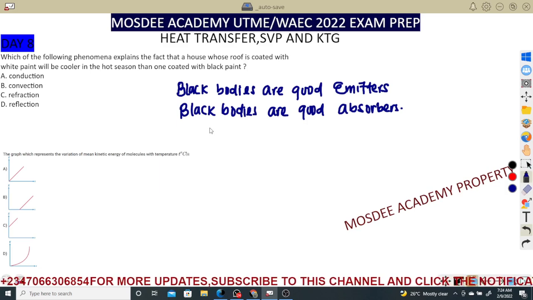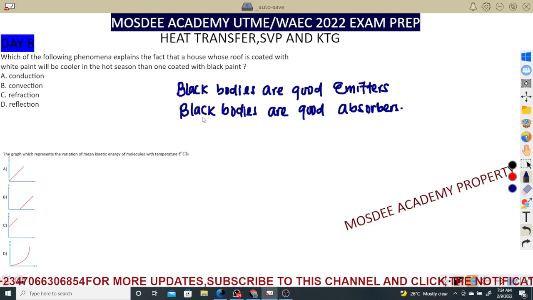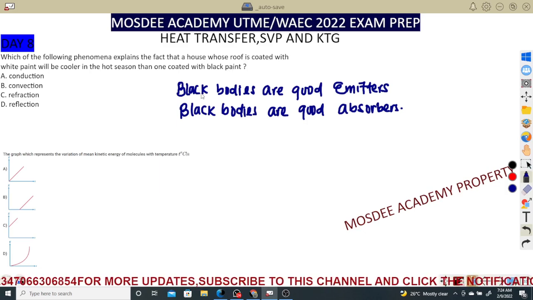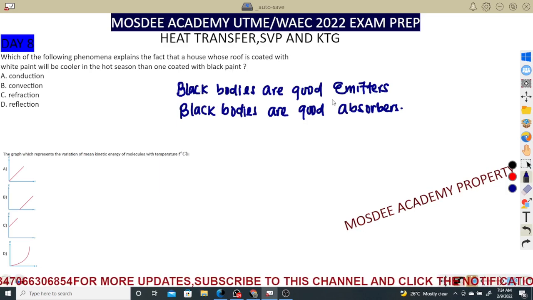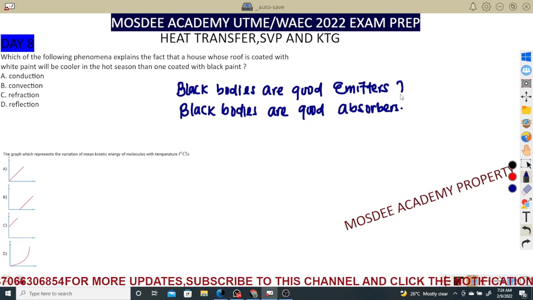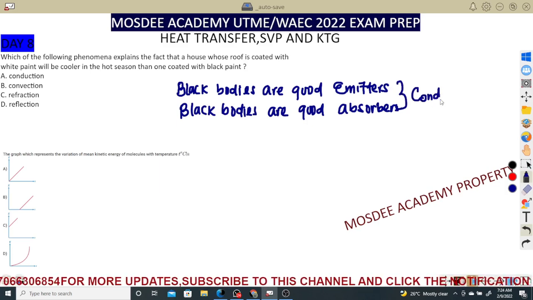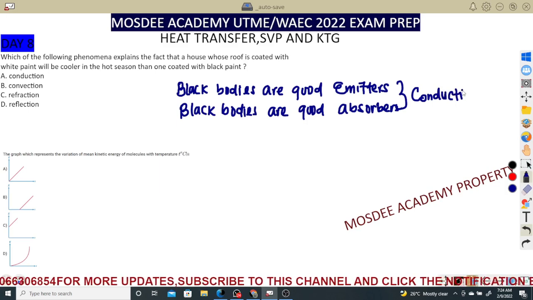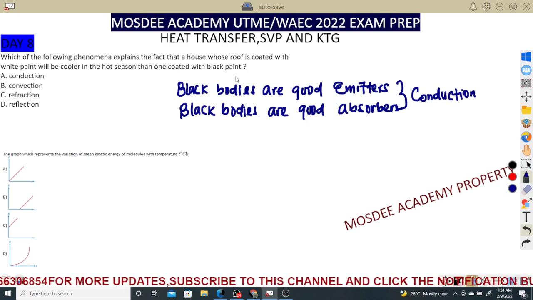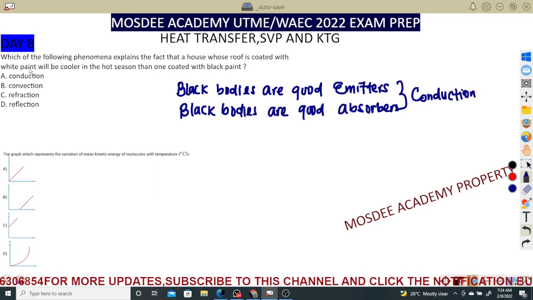So the absorptivity of a black body is very high. And talking about why a roof of a house coated white is cooler, it is just because black will conduct, because you are saying it is a good absorber. When you absorb, you are conducting. So let that be known. It is because black will conduct more than white.